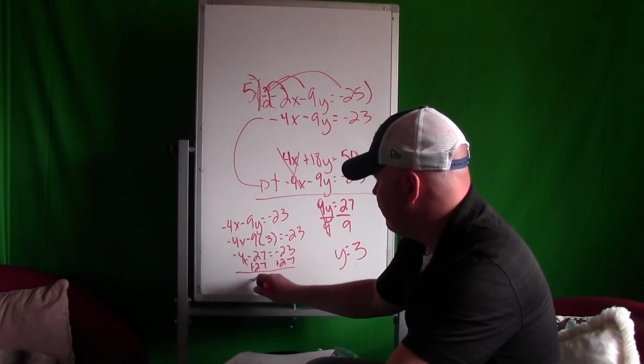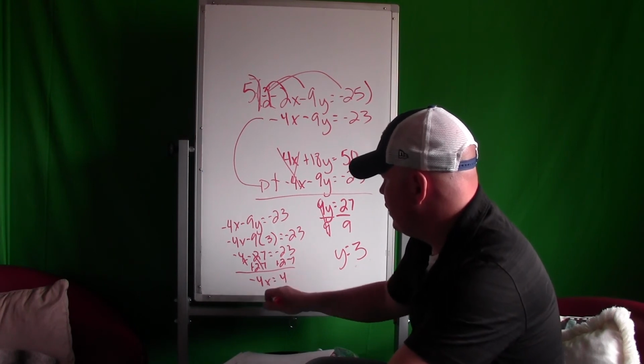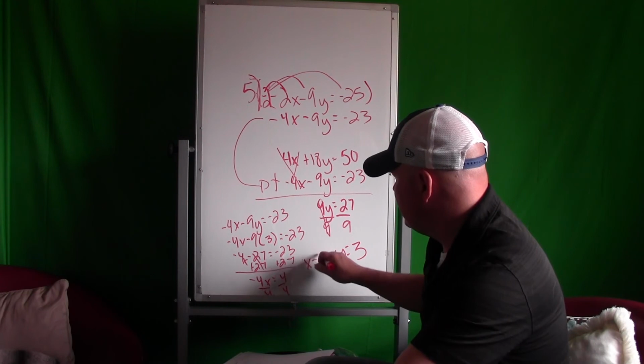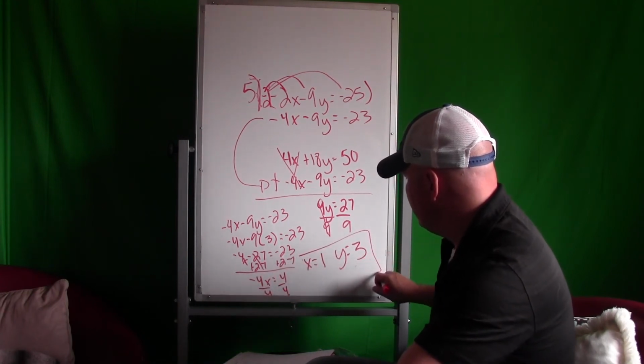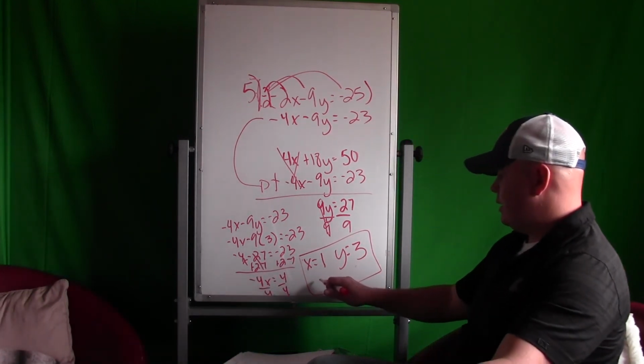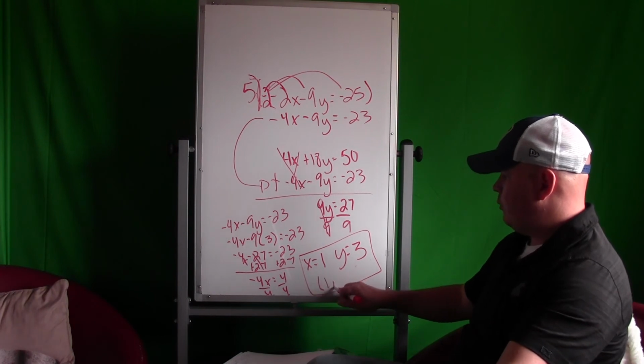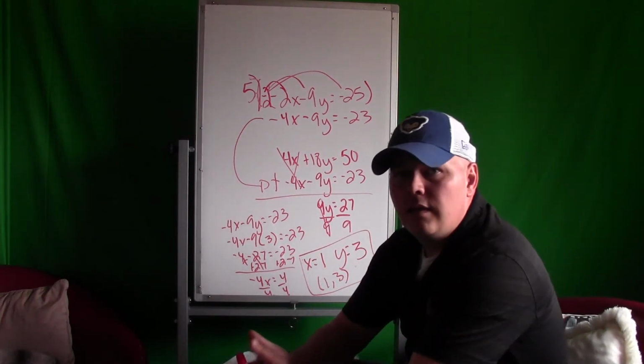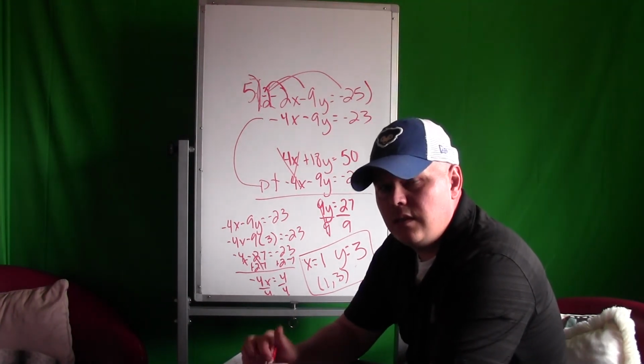Left with negative 4x equals 4. Divide both sides by 4 and I get x is equal to 1. And if I wrote that as a coordinate, it would look like that. And I got it. Okay? That's what you had to deal with on your quiz.